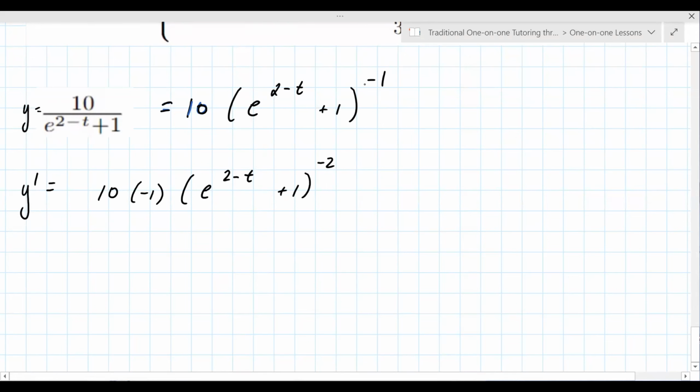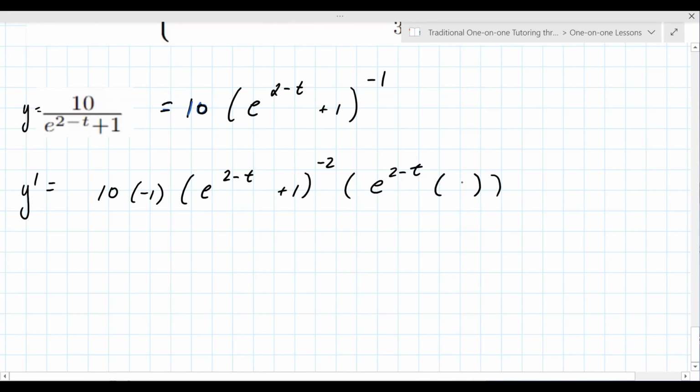Is that okay so far? Because there's more. Now you have to take the derivative of the inside function. The inside function is an e. What's the derivative of e? It's just itself. Plus 1, the derivative of that is 0. So the derivative of e is itself, but then you have to multiply by the derivative of the inside function, which is 2 minus t.